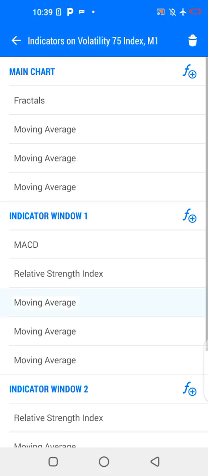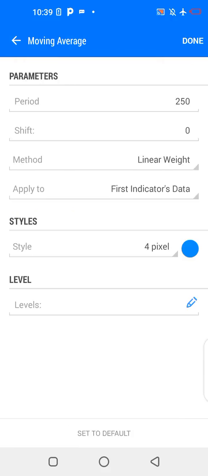Now the next indicator is moving average. You have 250 period moving average. The method is linear weight applied to first indicator's data, and the color is blue. All right, next one is 200 period moving average. The method is linear weight and applied to first indicator's data, and the color is purple. And lastly, for indicator window 1, you have 1 period moving average. Method is linear weight applied to first indicator's data, and the color is red.